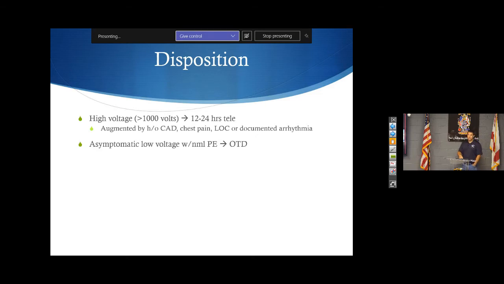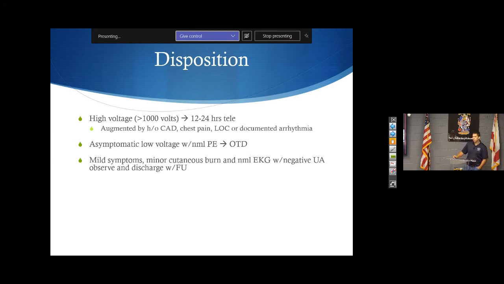Asymptomatic patients with a low voltage injury and a normal physical exam, they're clear to go home, out the door. Mild symptoms, minor cutaneous burns, normal EKG, negative urinalysis, we're probably just going to observe them and discharge them with close follow-up. We talked about admitting these patients is basically used on clinical judgment, past medical history, injury, et cetera.